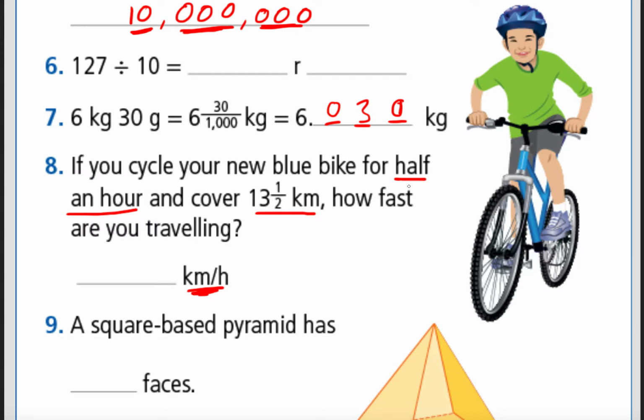So if we double it, if we double this half hour, we would know that in 1 hour, so we're doubling the half hour to get 1 hour, and we're going to double the kilometers traveled, because in twice the amount of time, it'll go twice as far. So we'd have 13.5 times 2, which is going to work out as 27 kilometers. So 27 kilometers in 1 hour is 27 kilometers per hour.